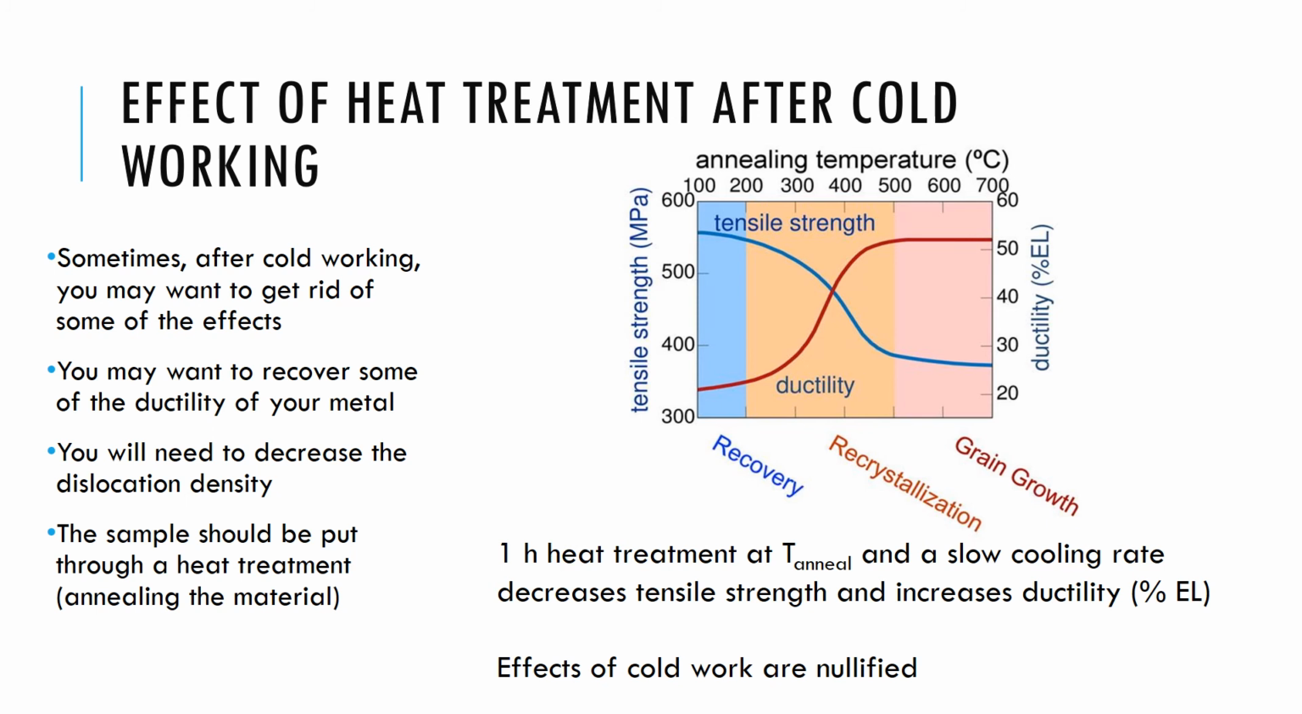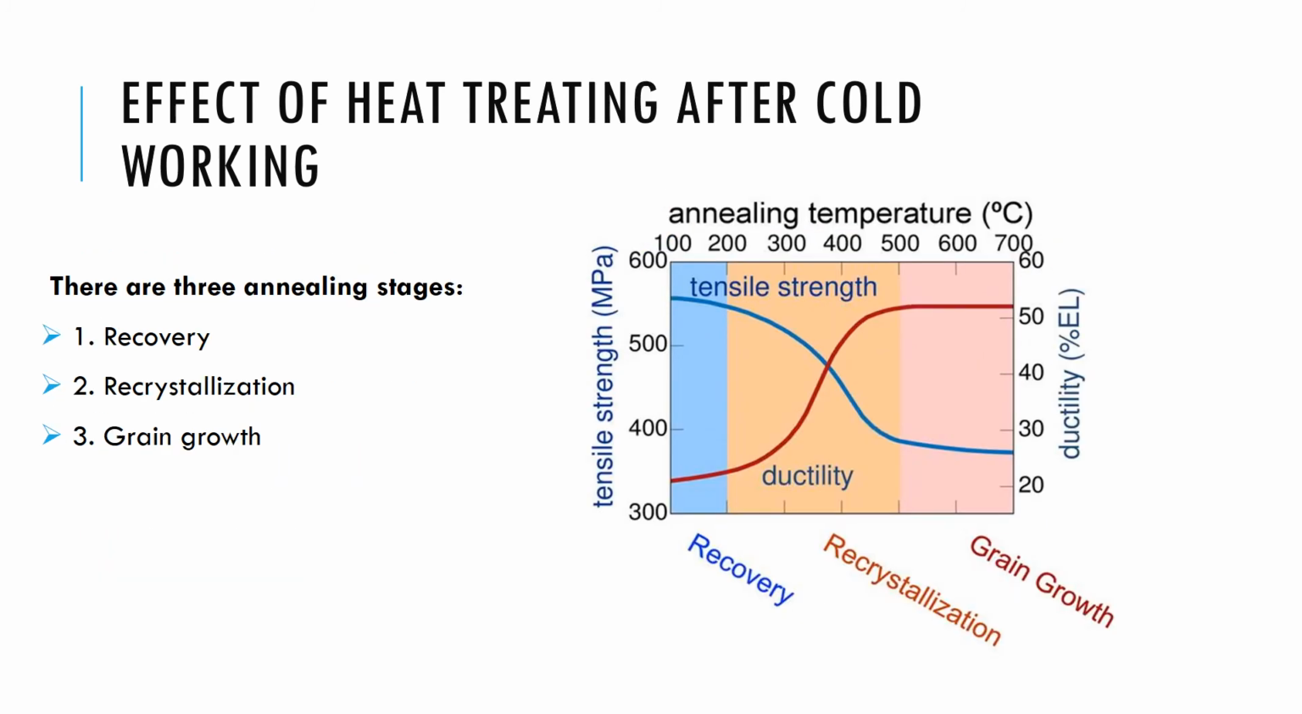If we place a material through a heat treatment, we raise its temperature and then cool it slowly at a defined rate, then the tensile strength of the material starts to decrease again, but the ductility increases, i.e. we've basically nullified the effects of cold working. And there are three stages to this annealing process. There's a recovery stage, a recrystallization stage, and a grain growth stage.